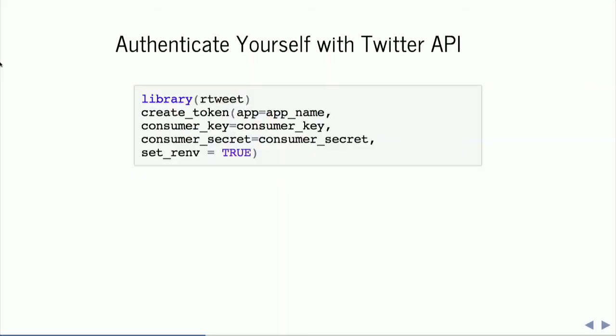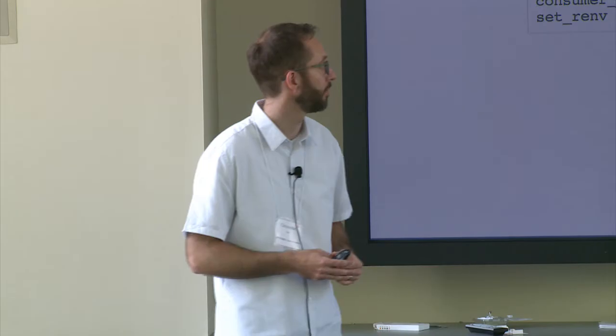And then there's a function in the rtweet package, which we need to load by writing library(rtweet). And that function is called create_token. And what that's going to do is create something that's often called a handshake, it's really more of an authentication step with Twitter. And so what we're doing in this create_token step is passing along those credentials. We're saying, here's my consumer secret, here's my consumer key, here's my app name.